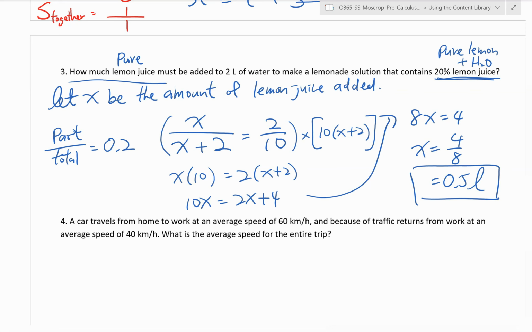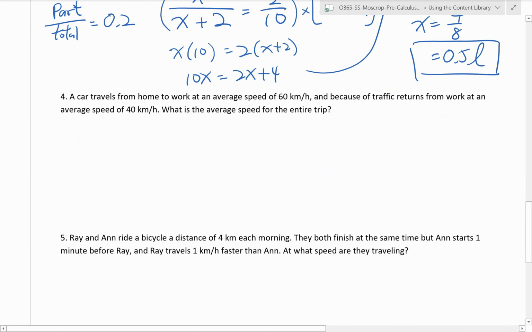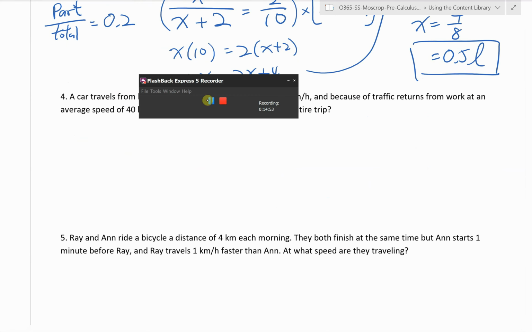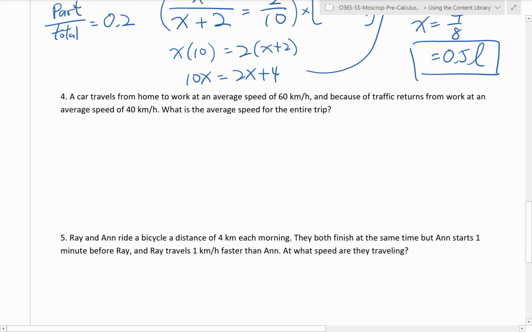Okay, all right. Number 4, I'm going to ask you to try it, and I will show you in a bit, because this is again a distance, speed, and time question. However, this one is a little tricky. I'll let you try first. If you read the question, it says a car travels from home to work at an average speed of 60 kilometers per hour, and because of traffic returns from work at an average speed of 40 kilometers per hour. What is the average speed for the entire trip?